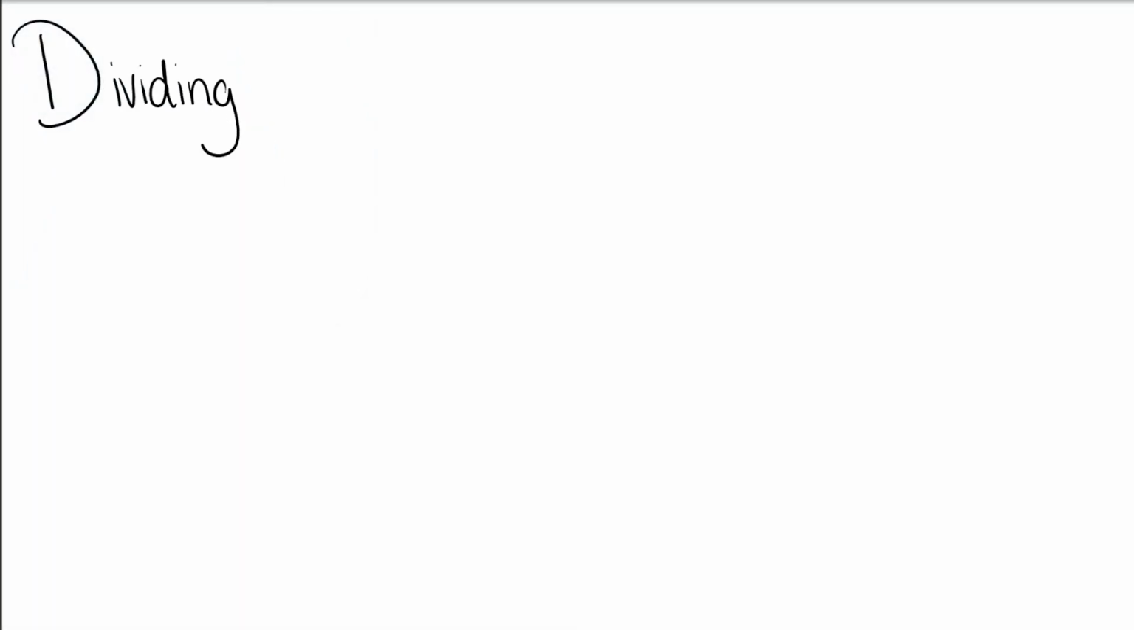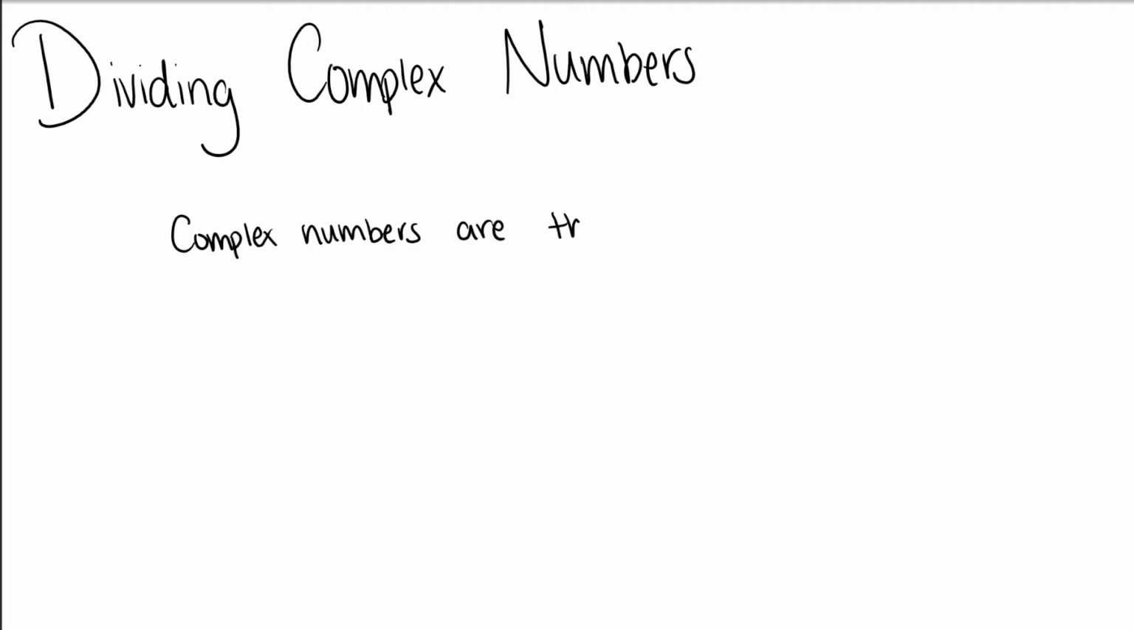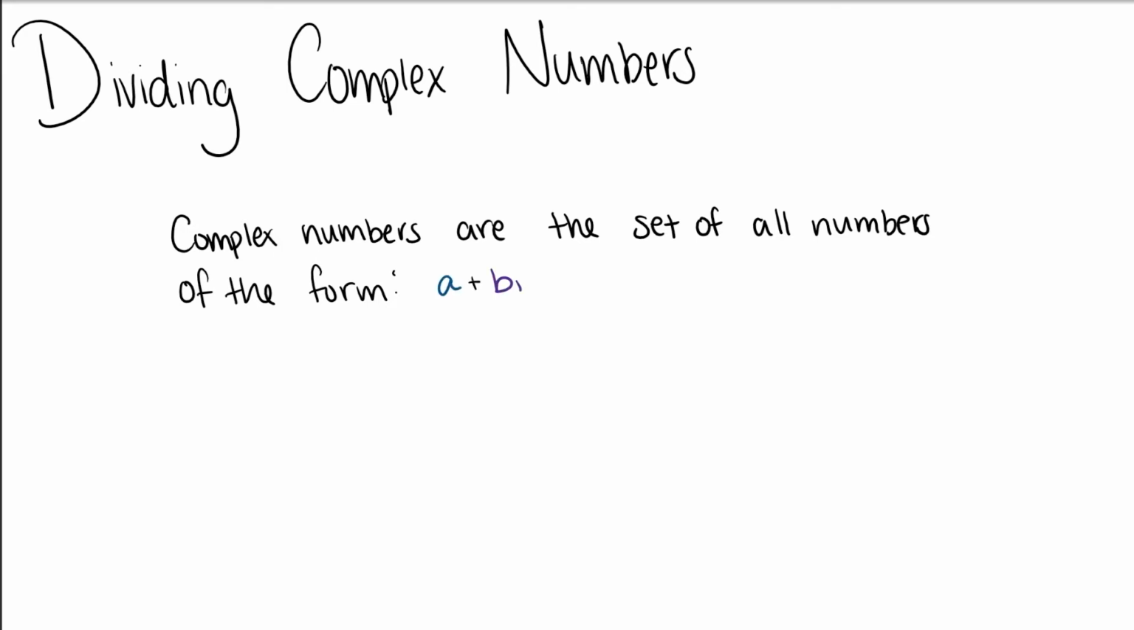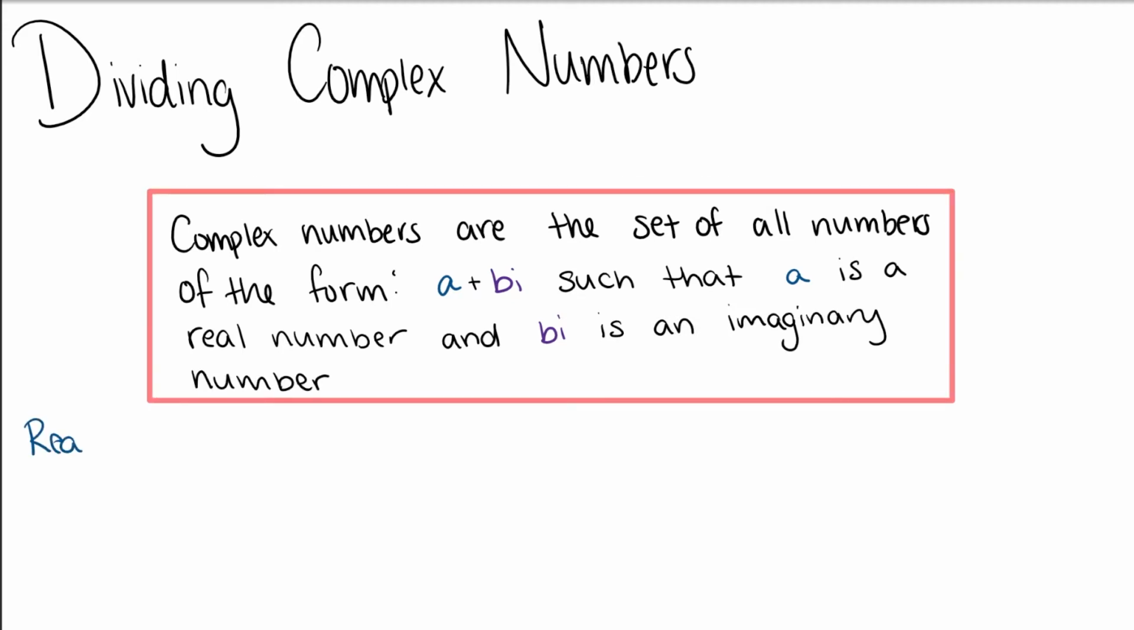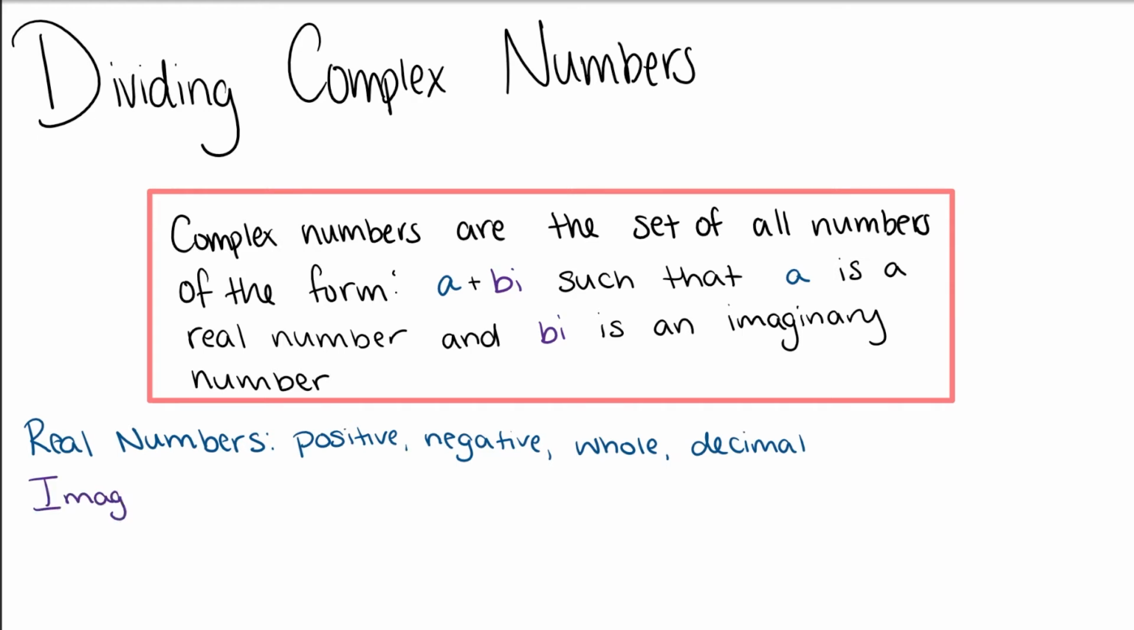Today we're going over dividing complex numbers. Complex numbers are the set of all numbers in the form a plus bi, such that a is a real number and bi is an imaginary number. Real numbers are basically any number you can think of that's positive, negative, a whole number, or a decimal. Whereas imaginary numbers are numbers that have i in it, where i is the square root of -1 and i squared is equal to -1.